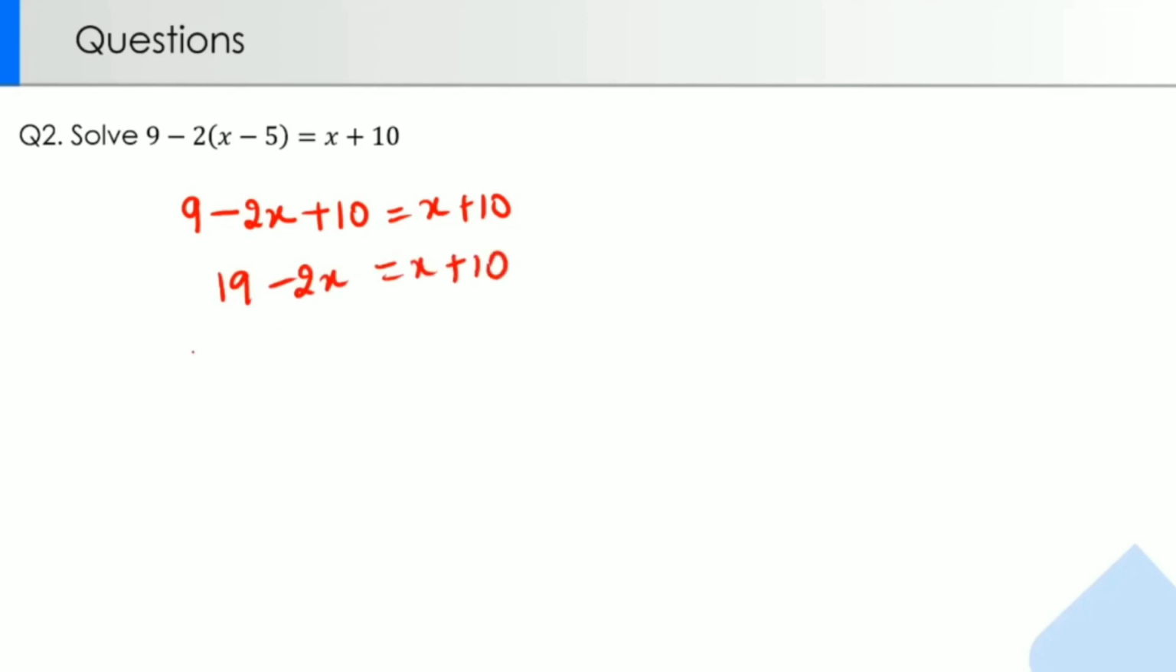Now again, let me write it like this: minus 2x minus x, because I have shifted like terms to one side, the terms which have variables, and the constant terms to the other side. So this will be 10 minus 19. So I get minus 3x here and I get minus 9 here. Now my answer will be 3, as minus and minus signs get cancelled. So x equals 3.